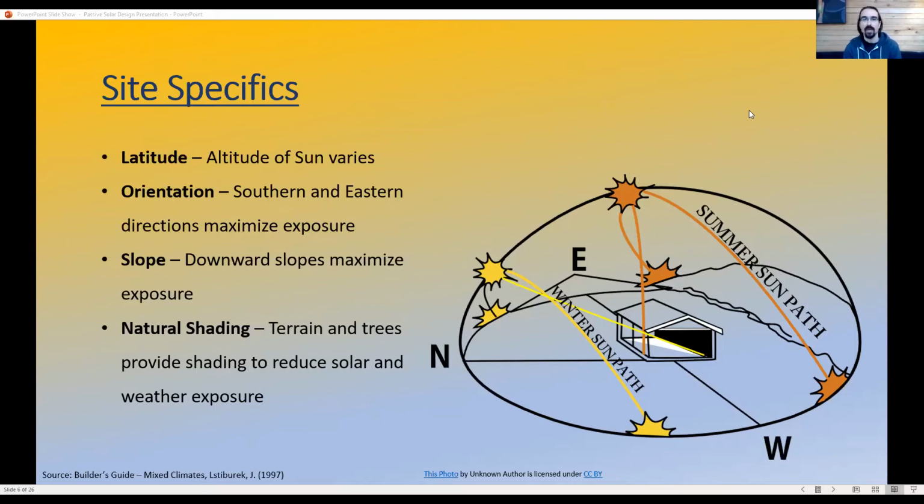to the house. And then in times when we want to reduce the amount of solar heat gain, natural shading, things like trees, overhangs, or terrain changes can provide natural shading to areas of the house that we don't want to receive as much direct solar energy. And weather exposure. We have a lot of northern winds and other things that affect the energy use of the house, and we can site our house accordingly to reduce any unwanted impacts.